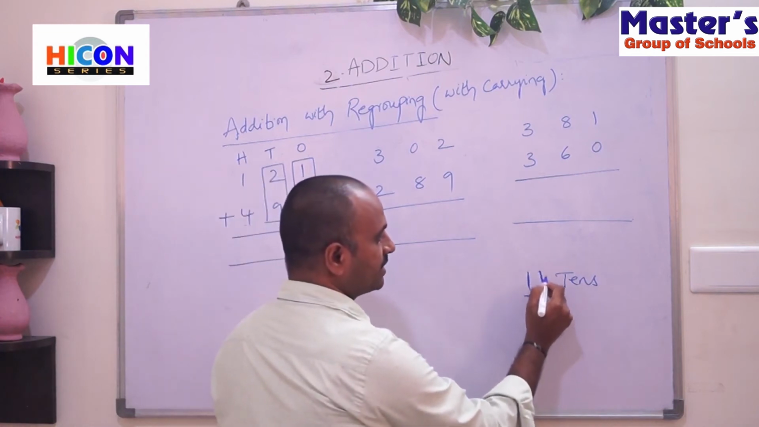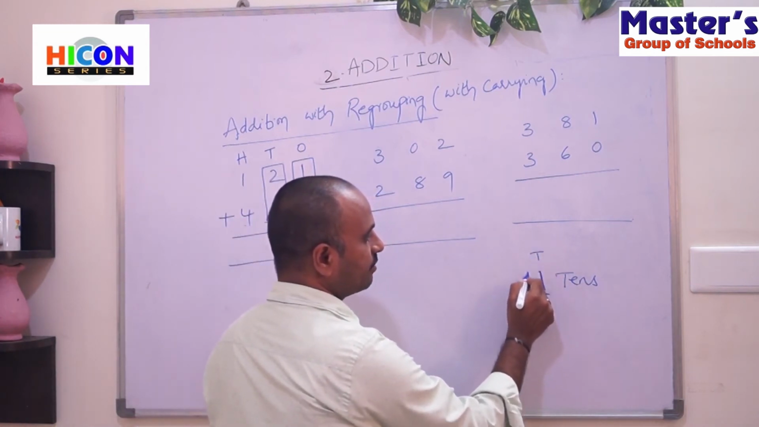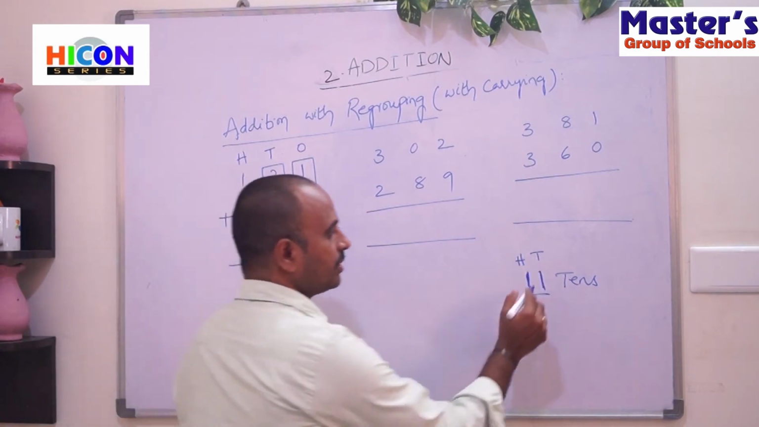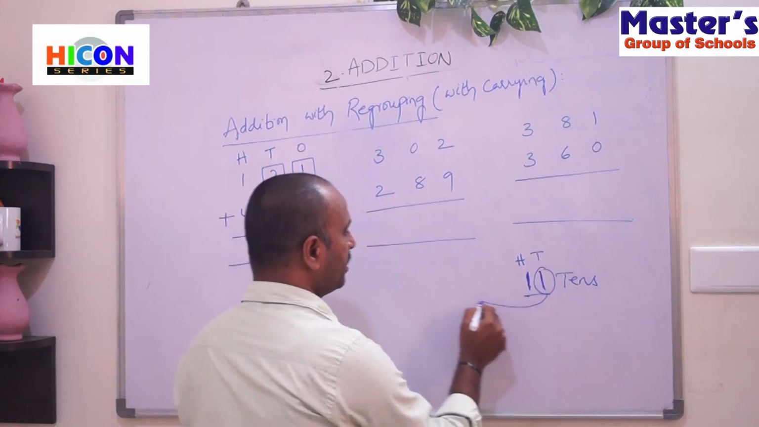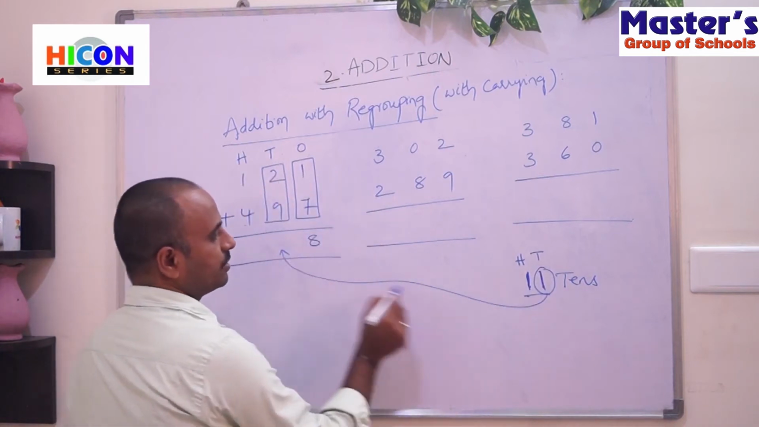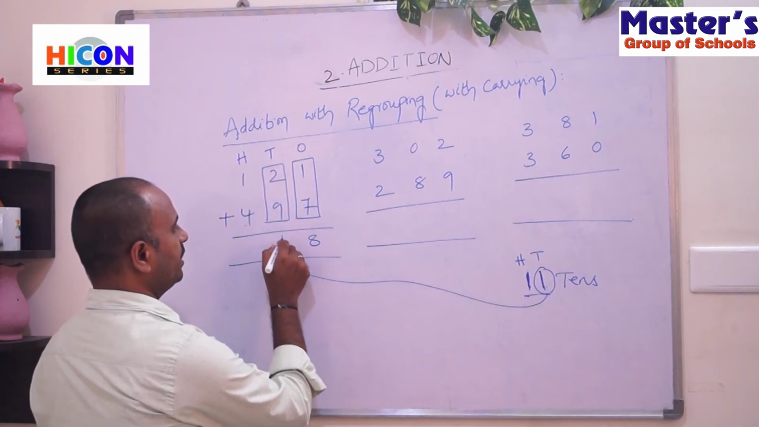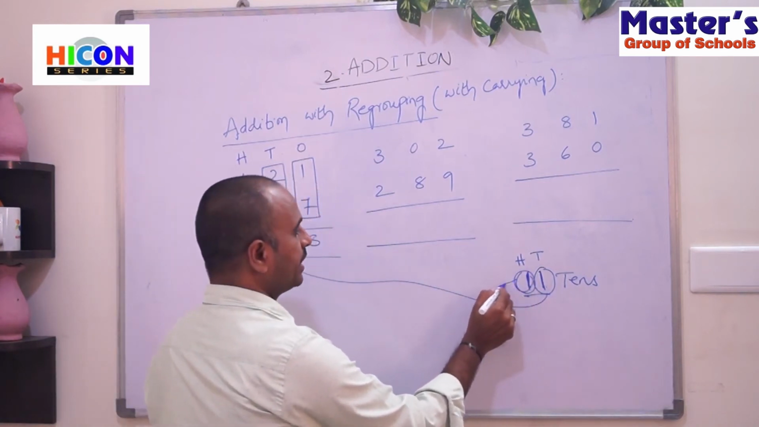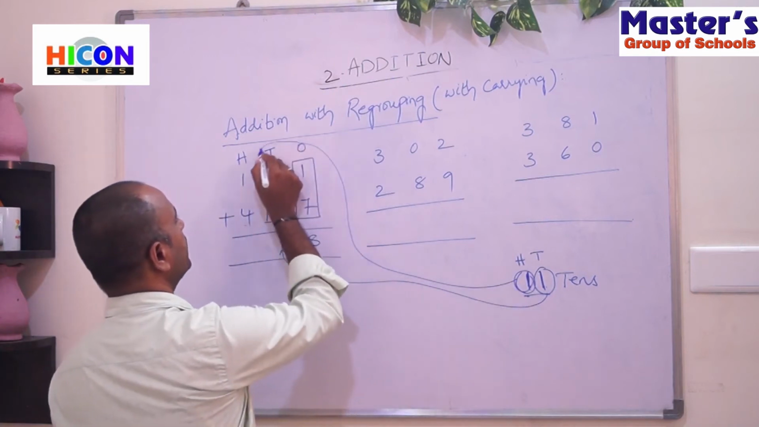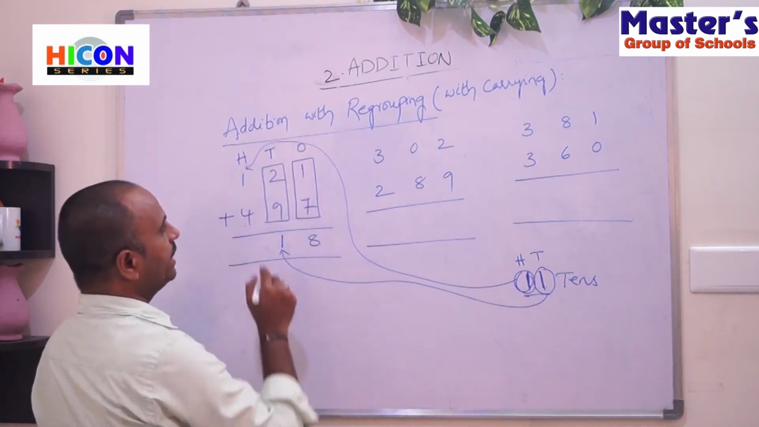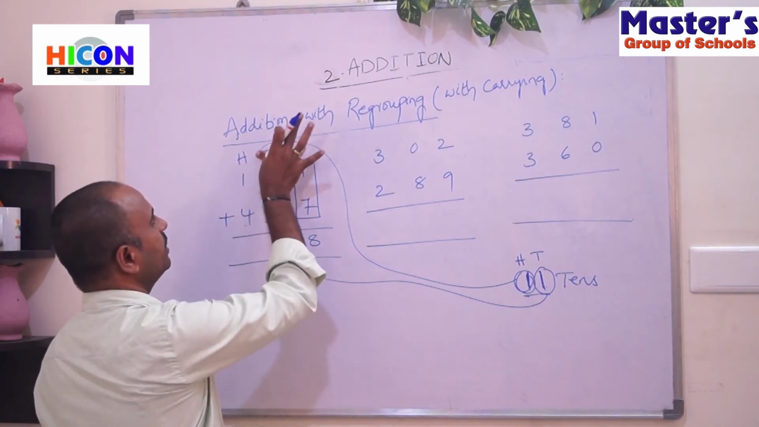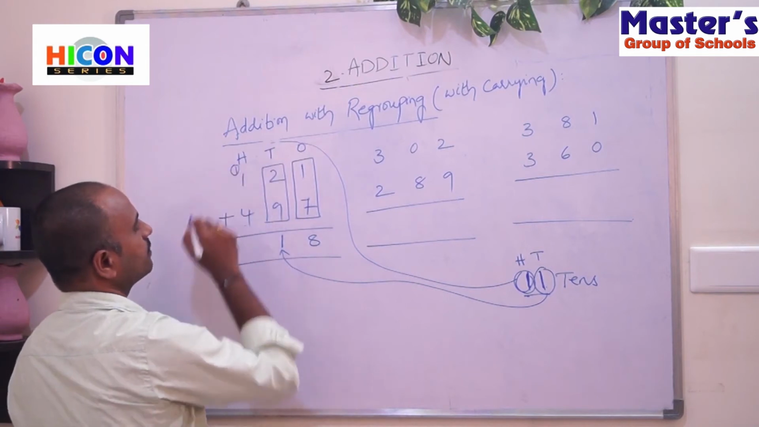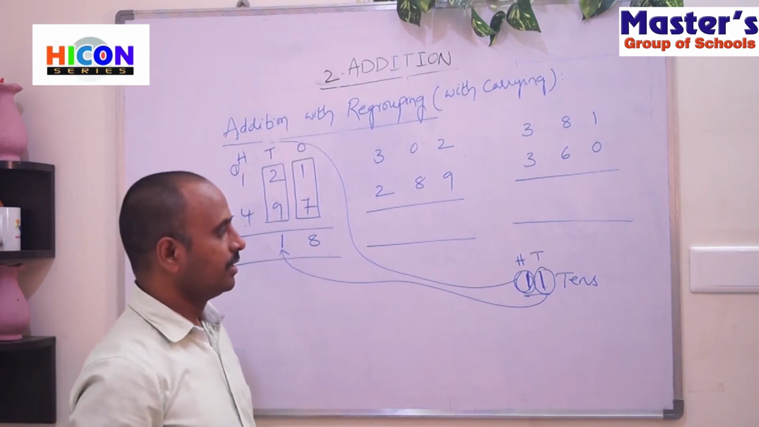Here 1 is present in tens place and this 1 is present in hundreds place. So the tens digit should be written under tens place, 1, and this hundreds digit should be carried to hundreds place. So this 1 should be carried to hundreds place. Write 1 here. This is called carry.